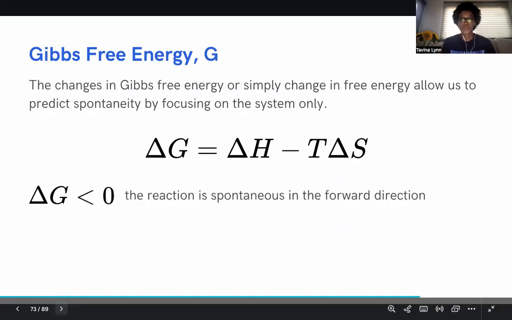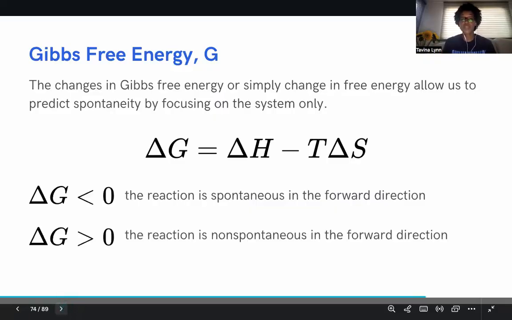So if delta G is less than 0, the reaction is spontaneous in the forward direction. If it's greater than 0, the reaction is non-spontaneous in the forward direction. So you may already see that it's opposite of what we see with change in entropy, right? Which is positive for spontaneous processes. Delta G is also equal to 0 when the system is at equilibrium.